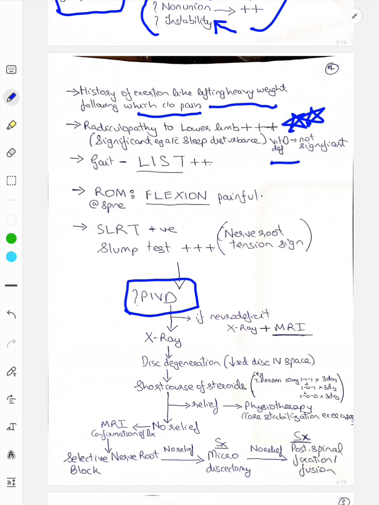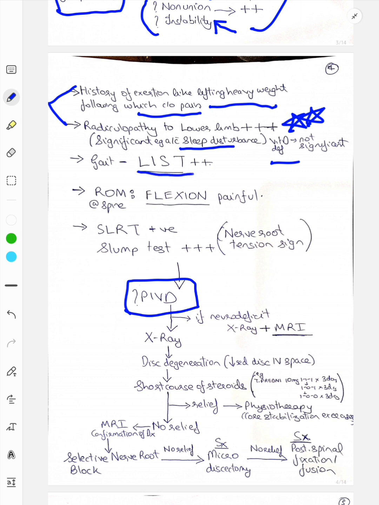But how to know whether it is significant? It is associated with sleep disturbances affecting his or her daily life. Radiculopathy is very significant in PIVD, right? So in history, these two are points which support you, which lead you to the diagnosis of PIVD. History of lifting heavy weight, sometimes it might be idiopathic as well. Radiculopathy to the lower limbs is sometimes more significant than low back pain.